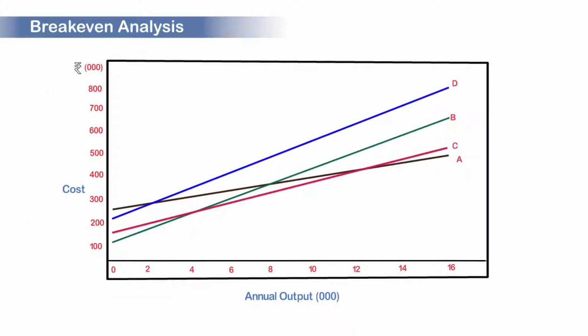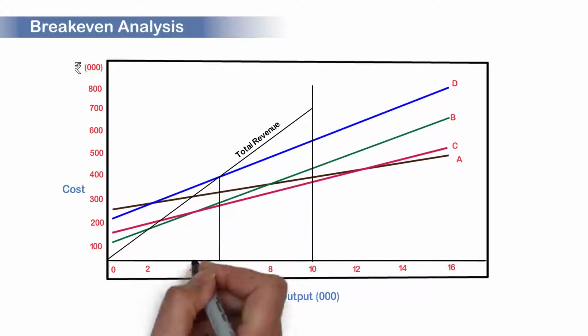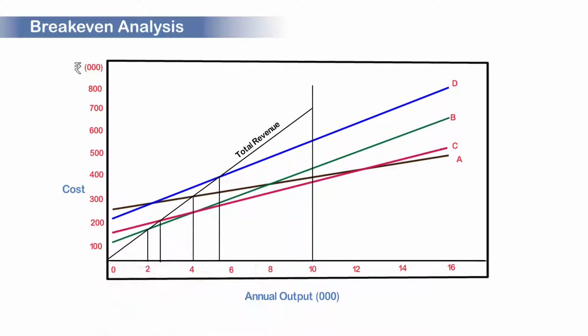The graph drawn is given for your kind reference. We can visualize the intersection of the total cost curves with the total revenue curve, which is known as the break-even point, and it is denoted by P1, P2, P3 and P4. P1 is the break-even point for location B, P2 is the break-even point for location C, P3 is the break-even point for location A, and P4 is the break-even point for location D.